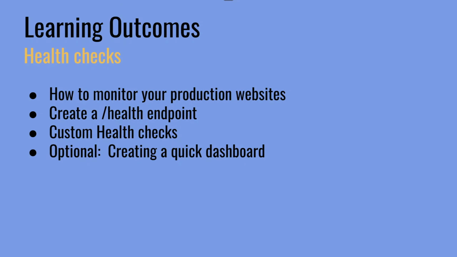So this Hawaiian Short will look at monitoring your website and various health checks you can put in place that come through a couple of NuGet packages and make monitoring your system a lot easier. So in this video we will look at the following learning outcomes. How to monitor your production website, how to create a health endpoint within your website or websites, how to create a custom health check, just an example, and an option to create a quick dashboard without writing much code. So let's get to it.